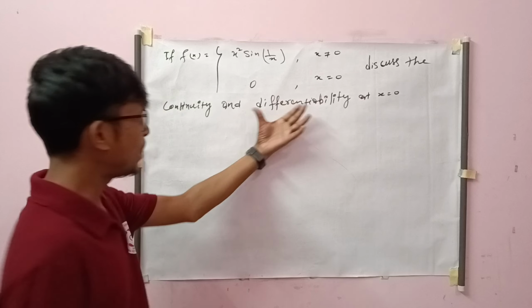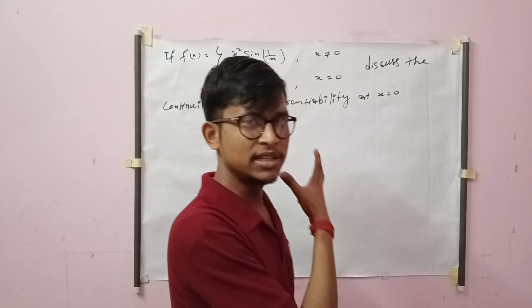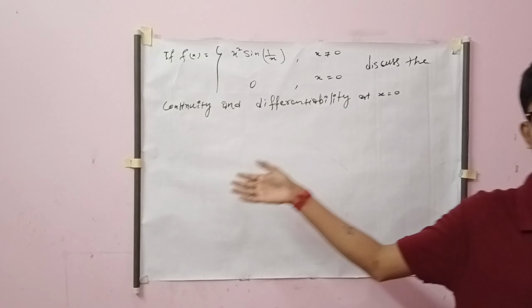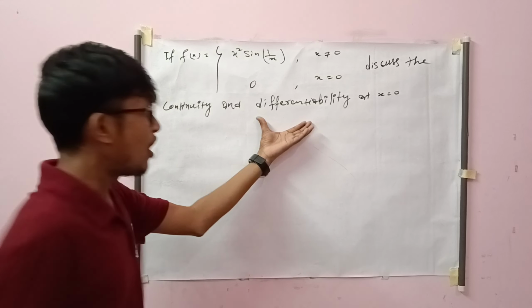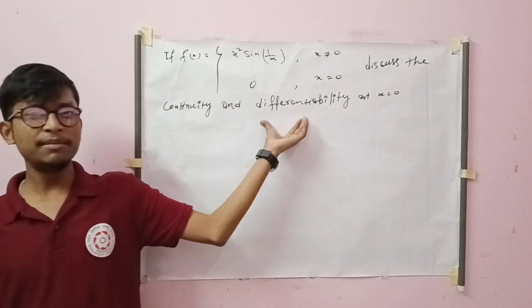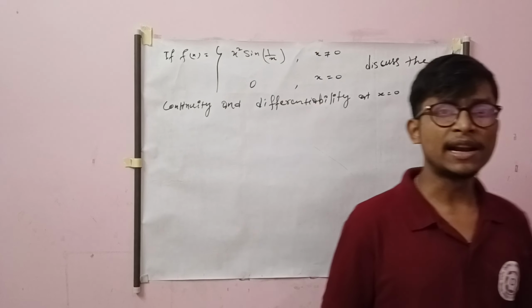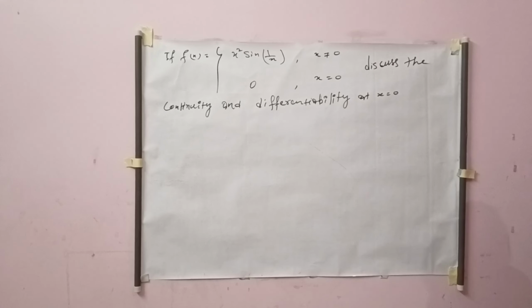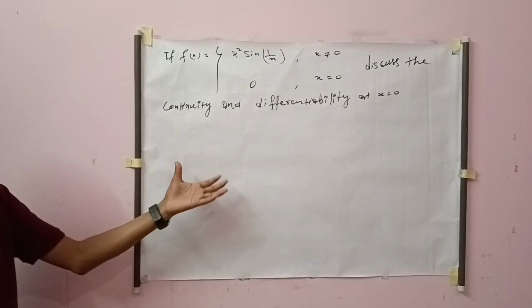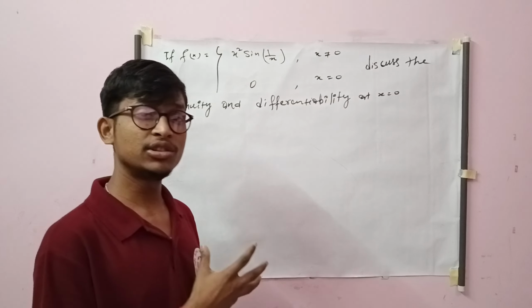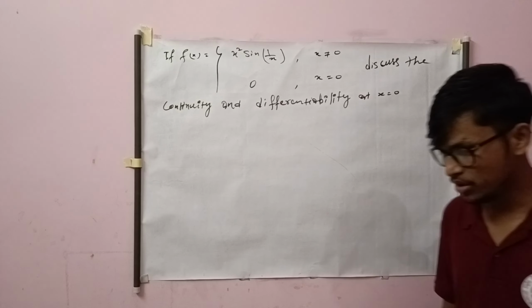Then after that we have to check the differentiability. How do we check whether the function is differentiable at x equal to 0 or not? Basically we have to check the left hand derivative and right hand derivative. If the left hand derivative and right hand derivative at x equal to 0 are equal and exist, then we can say that the function is differentiable. Otherwise we cannot say that the function is differentiable at x equal to 0.